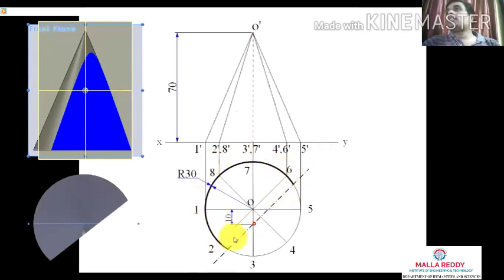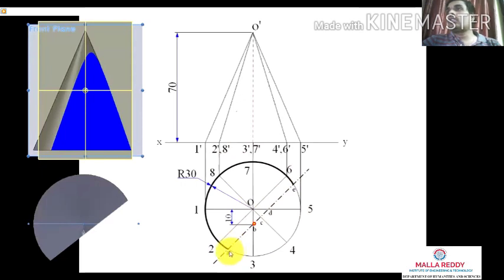Now if we see this projected towards the front view, we get the sectional front view. A dash, B dash, A, B, C, D, E are the points where the section plane is cutting the cone in top view. So A, B, C, D, E will be projected onto the front view. Then we get the sectional front view.